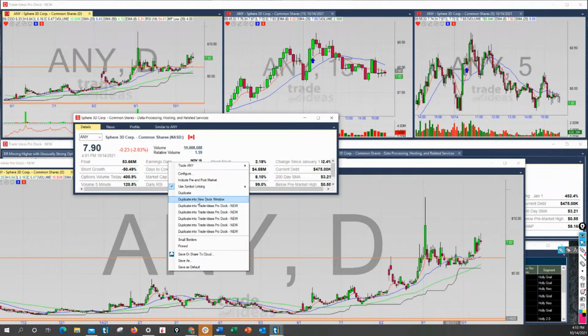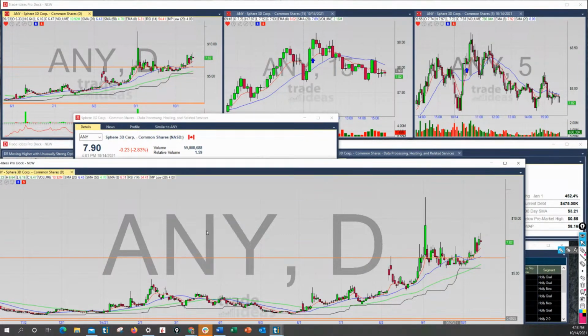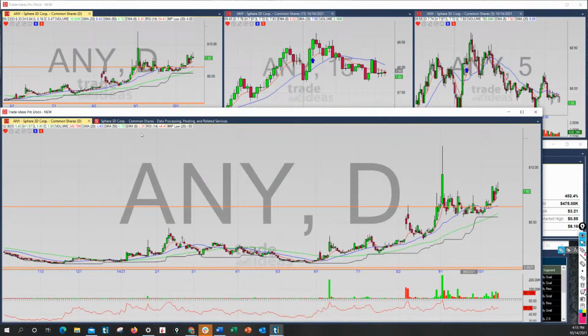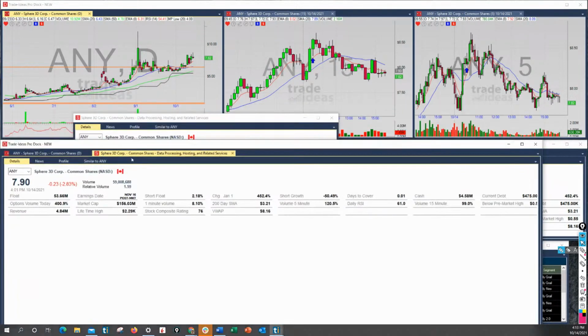Duplicate it into this. So this here is the first dock that I ever created. All right. This will be the last dock that I've created. So now it's in there. So they're tabbed right now. Okay. Stay with me on this. All right. So those are tabbed into there right now.